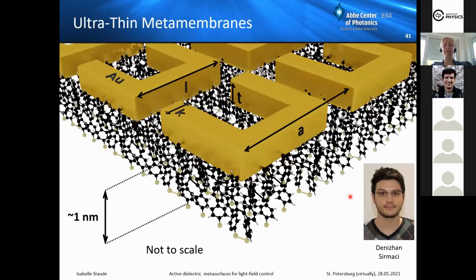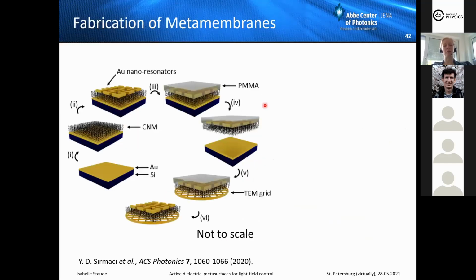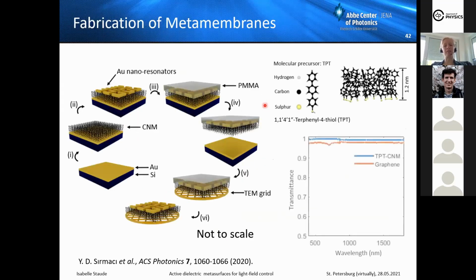So here's the schematic. This is Denizan who did this work. It's of course largely not to scale. So we will have this 1 nanometer thick substrate and typical split-ring resonator structures on top. And we devised this fabrication procedure. This carbon nanomembrane will create something that's effectively a freestanding metasurface, because we cannot show that it interacts with light in a measurable way.